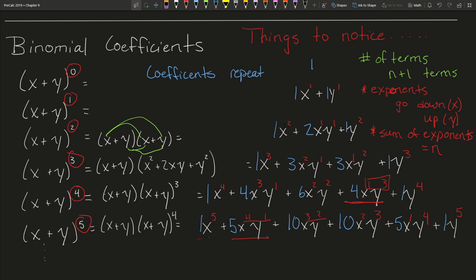So again, there are 4 patterns that are very useful. The number of terms is always n plus 1. Exponents for x go down. Exponents for y go up. The sum of the exponents is always going to be equal to n, and the coefficients will always repeat themselves. I realize this is kind of a vague description of what we're doing, but are there any questions over any of those things that we just went over?